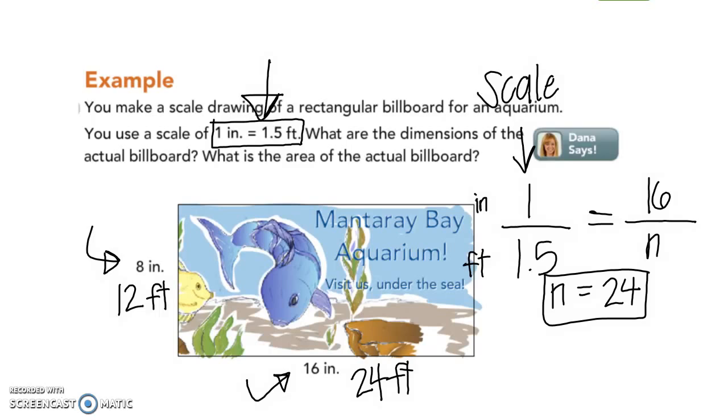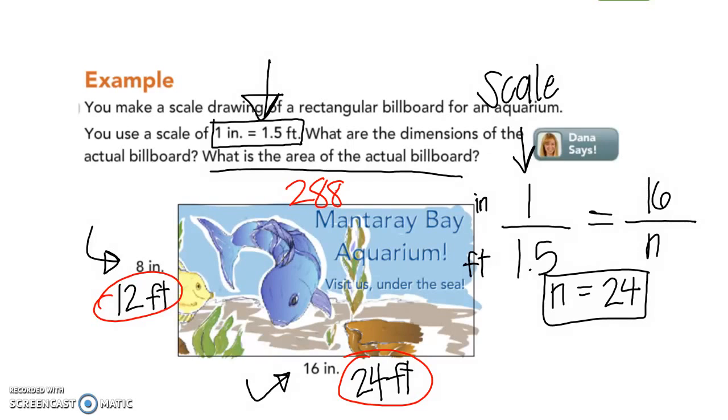They do ask you to find the area of the actual billboard. So remember, area is just length times width. So 12 times 24 to get the area would be 288 square feet.